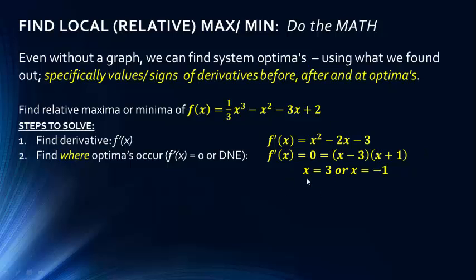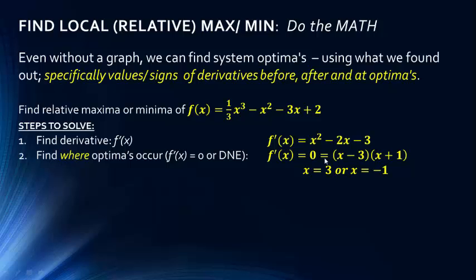So we know that at x equals 3, there's either a minimum or a maximum. We know at x equals negative 1, this is either a minimum or a maximum as well. So now we want to figure out what they are. Is f of 3 a minimum or maximum? So what we do is we plug in values before and after 3 into our derivative to find out simply: is it positive or negative?